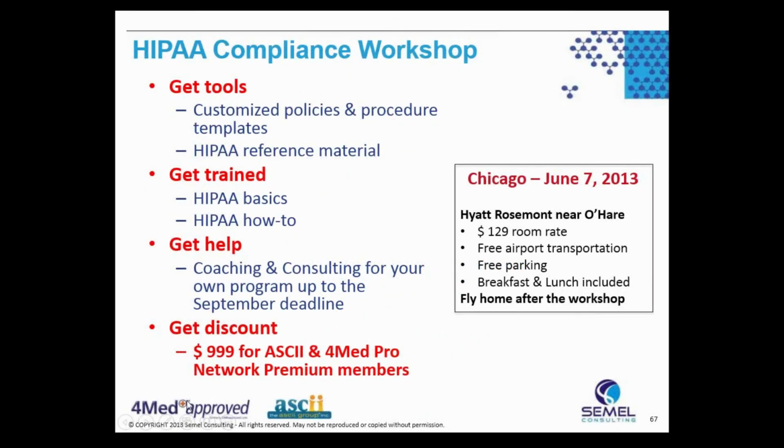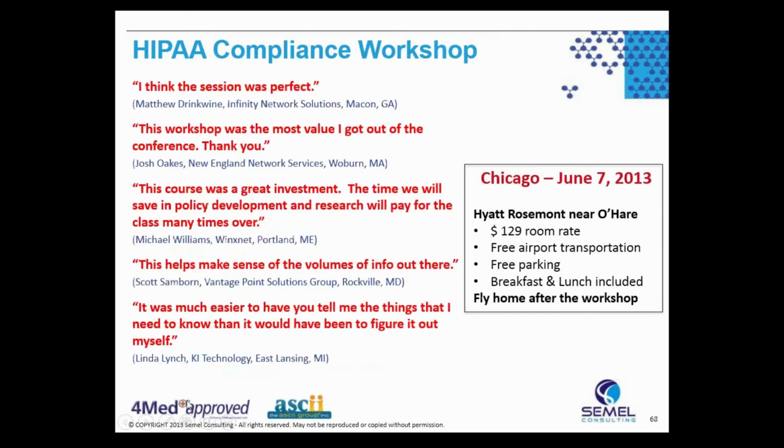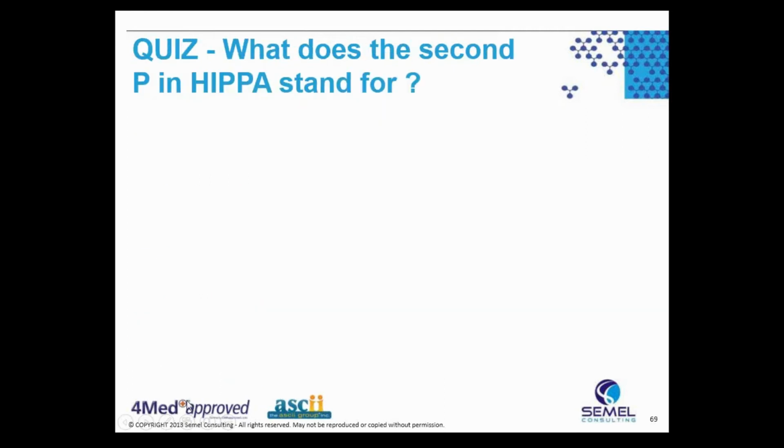So for $9.99, you can attend a one-day workshop. It's going to be at the Hyatt Rosemont, which is where the ASCII event's been in the past, and we negotiated a $129 room rate. So that plus $199, you've got to get here. Free parking, and we're providing lunch and breakfast. And we just did one last week in Dallas and got some really excellent reviews. So this is something where you can really jumpstart a program if you need help doing that.